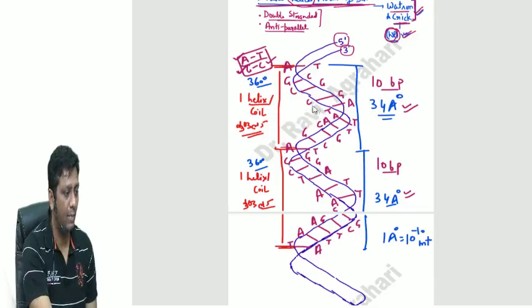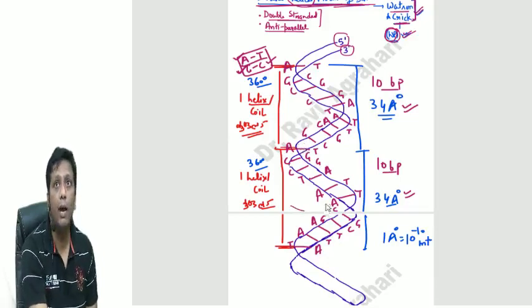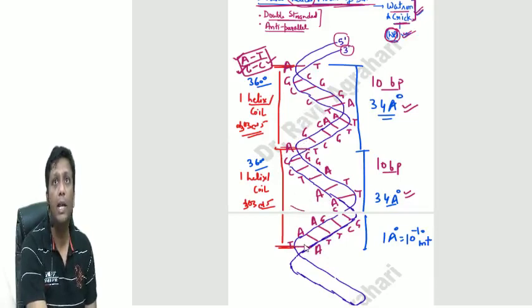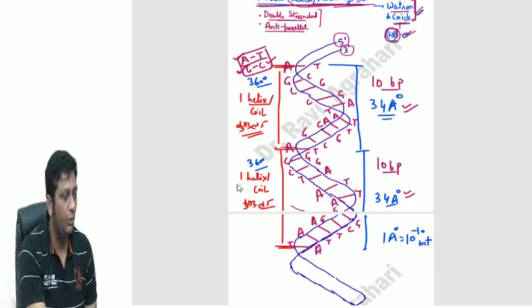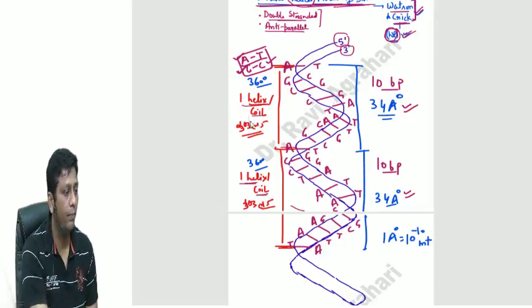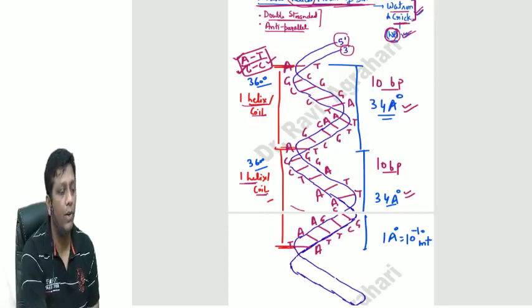One helix is complete, DNA reached here. Then again one helix is complete, you see. Again one helix is complete, again DNA reached here. So this is one helix or one coil. This is one helix or one coil. This is one helix or one coil.